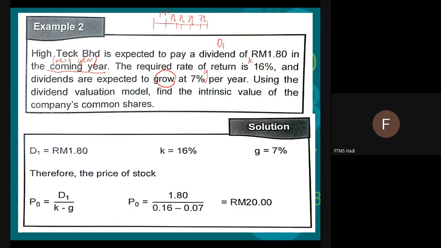So using the dividend valuation model, find the intrinsic value of the company's common share. D1 is 1.80, K is 16%, G is 7%. So by using the formula D1 divided by K minus G, this is VS also. 1.80 divided by 0.16 minus 0.07, this is 16% and this is 7%. If you press the calculator, you will get 20.